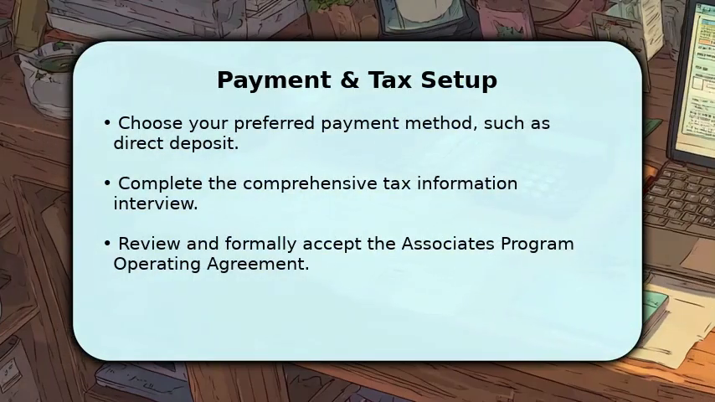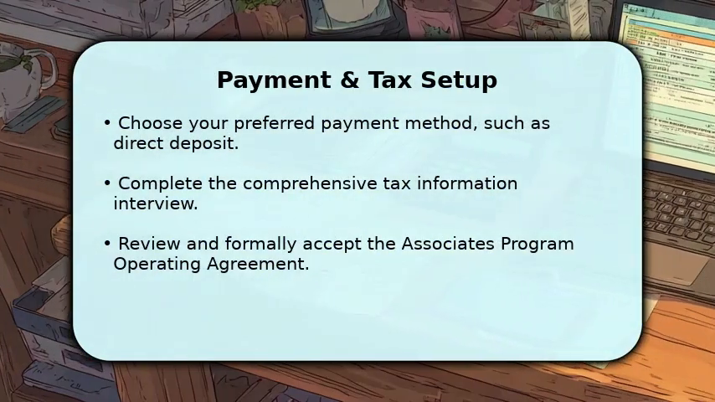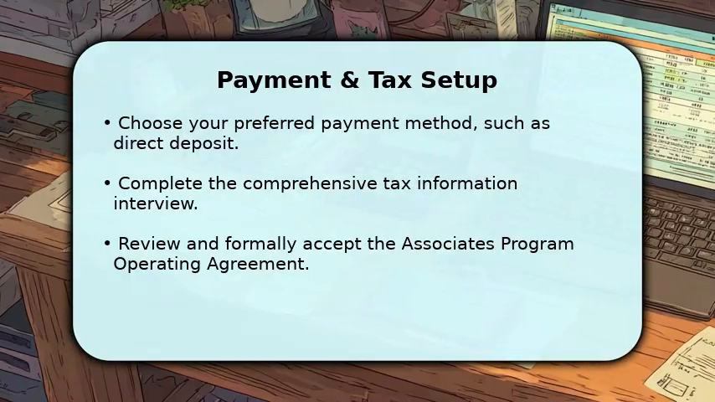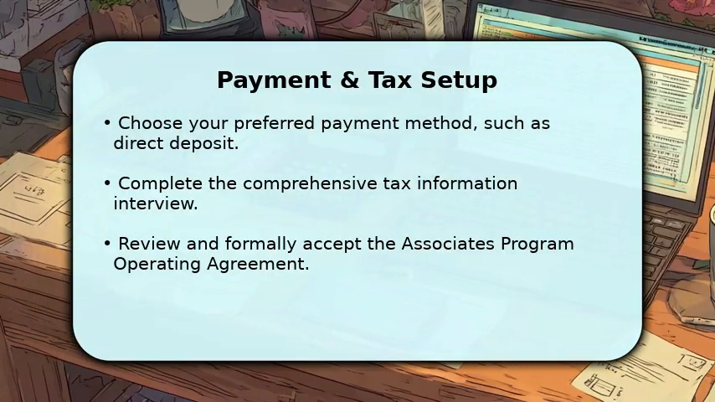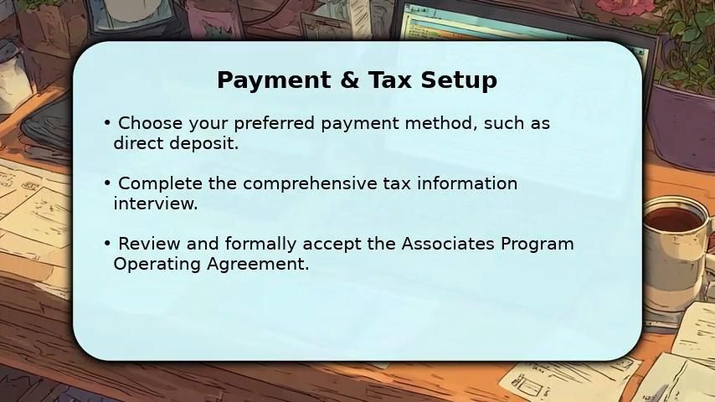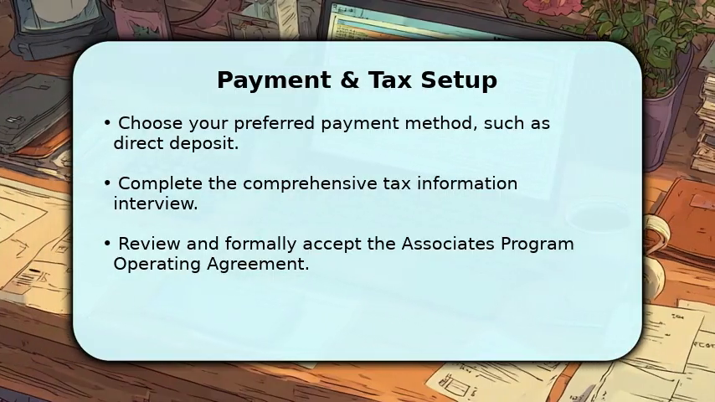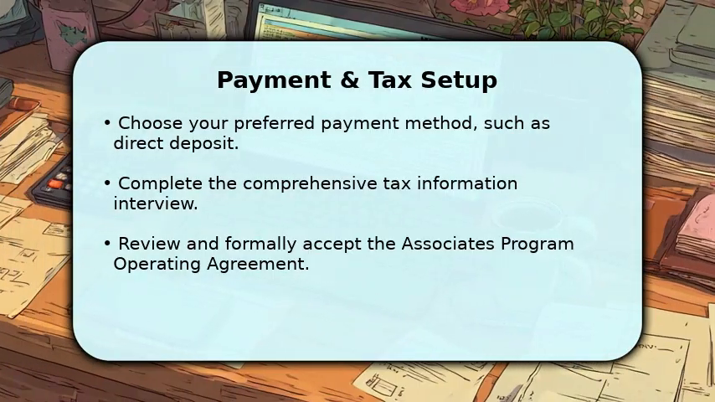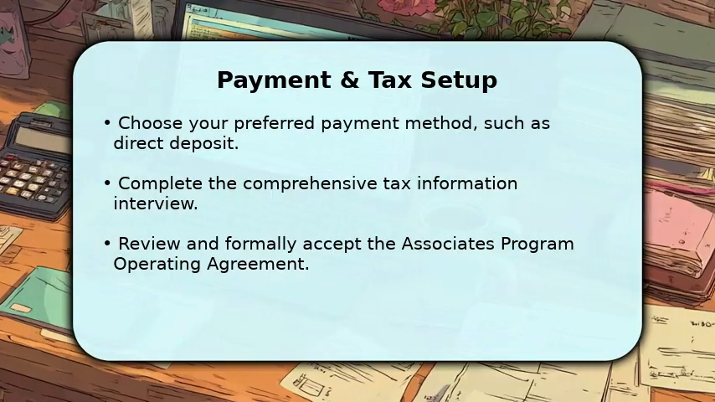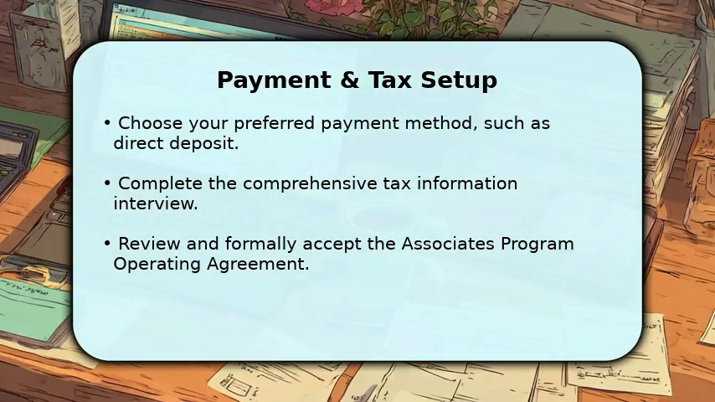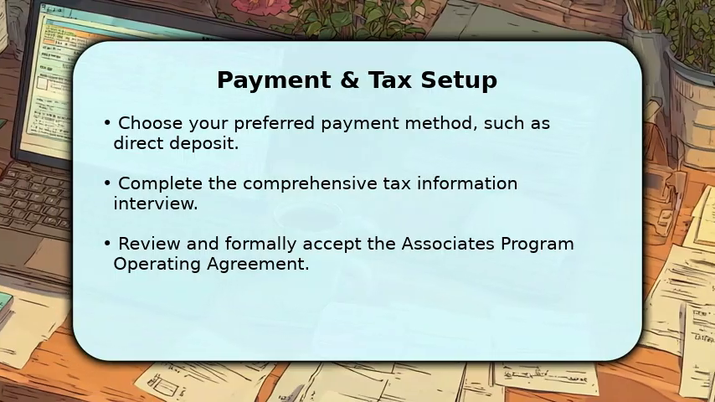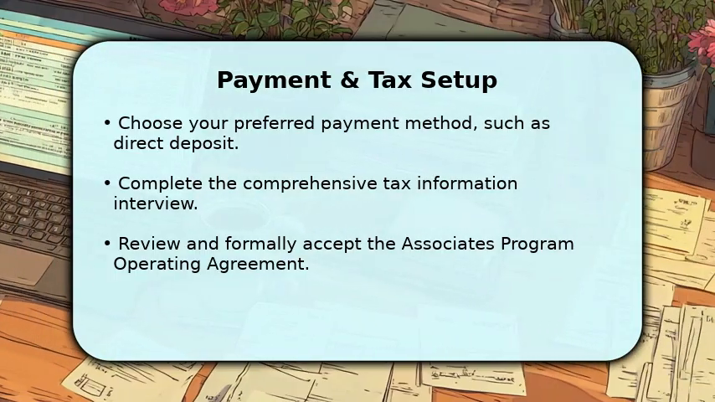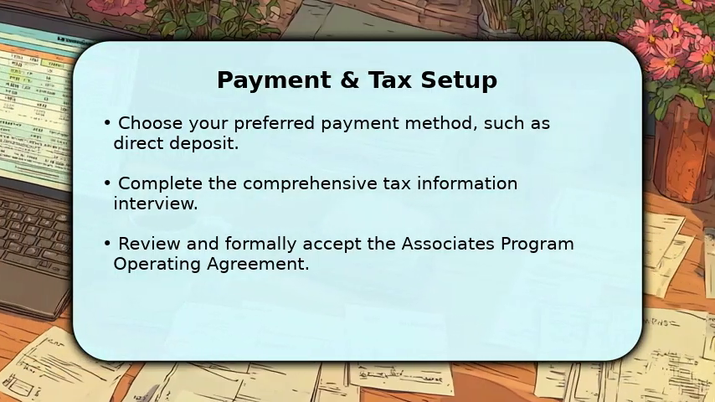For the final steps, you'll set up your payment and tax information. You can choose your preferred payment method, with direct deposit being a popular option. Then, you must complete the comprehensive tax information interview, which is crucial for compliance. Finally, carefully review and formally accept the Associates Program Operating Agreement to finalize your application and begin earning commissions.